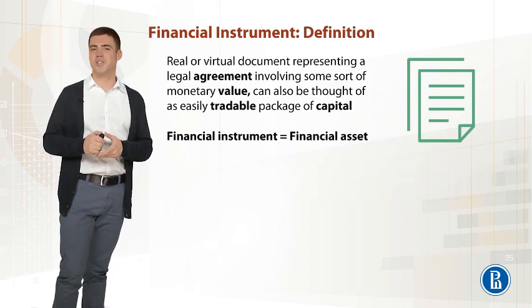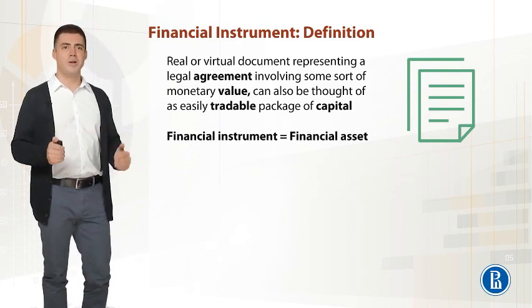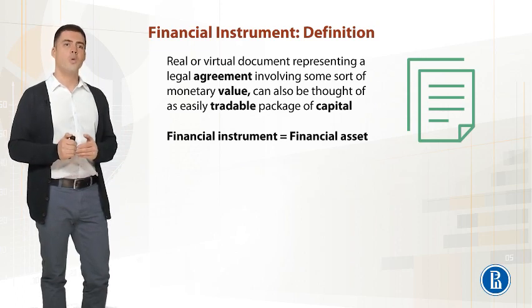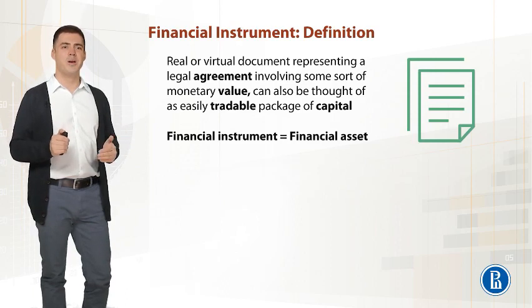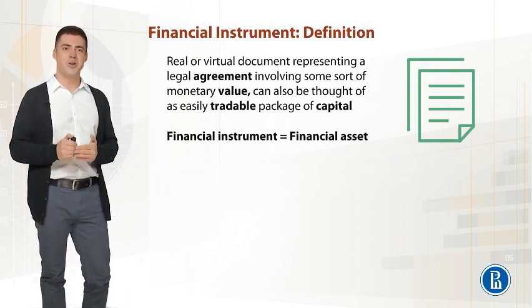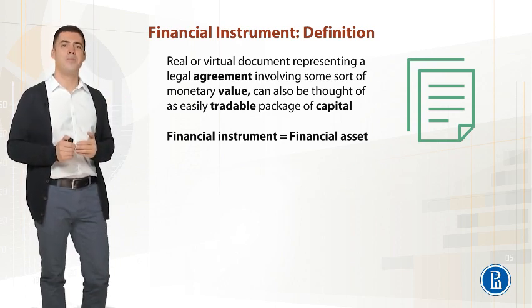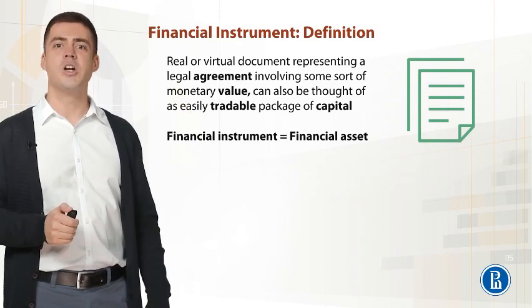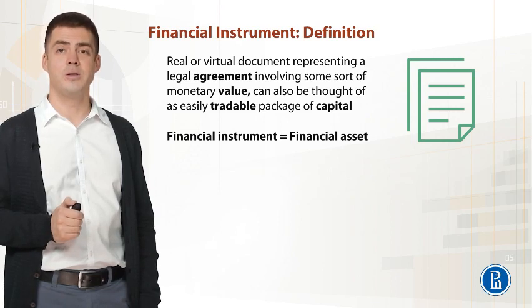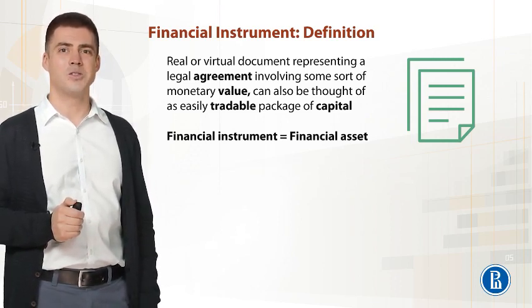I have already mentioned financial instruments several times. Now it's time to recall a clear definition. We can define a financial instrument as a real or virtual document involving some sort of monetary value, which can also be thought of as an easily tradable package of capital. Here I would like to focus on four important words, which I highlighted in this definition. The first one is agreement, or a contract.